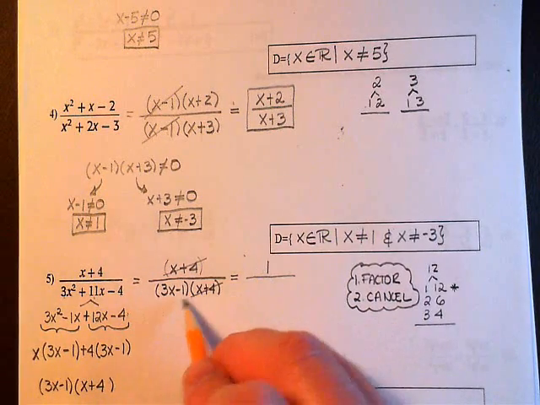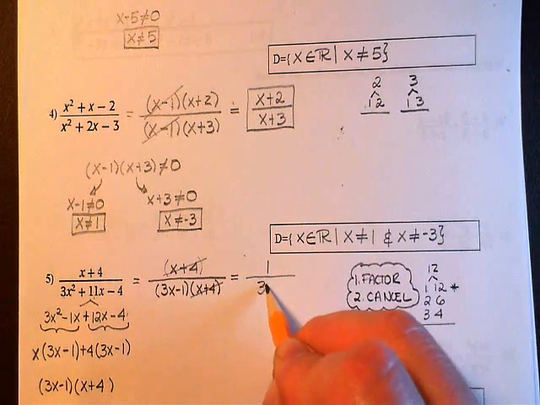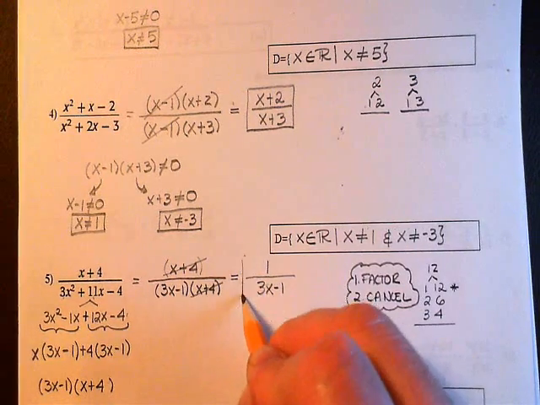Okay? And on the bottom, was there anything not canceled? Yes, there was. 3x minus 1. So that's my answer.